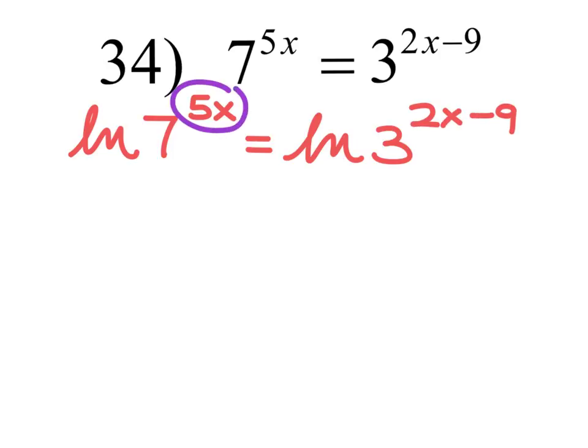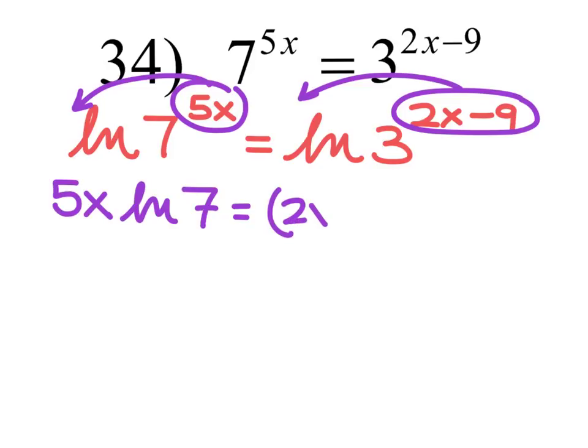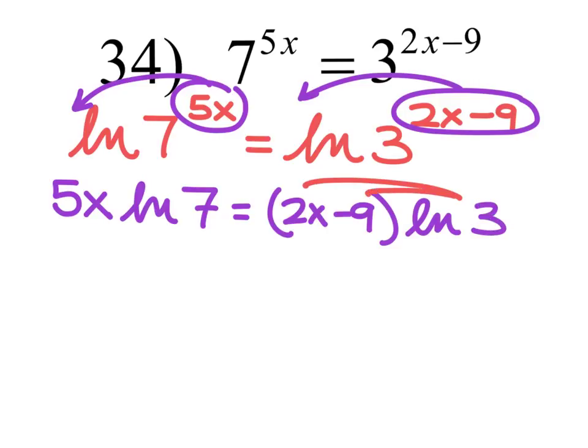Next step, take your exponents and drop them. Drop it and drop it. Here we have 5x natural log of 7 equals, parentheses, 2x minus 9 natural log of 3. We have to distribute the natural log of 3.